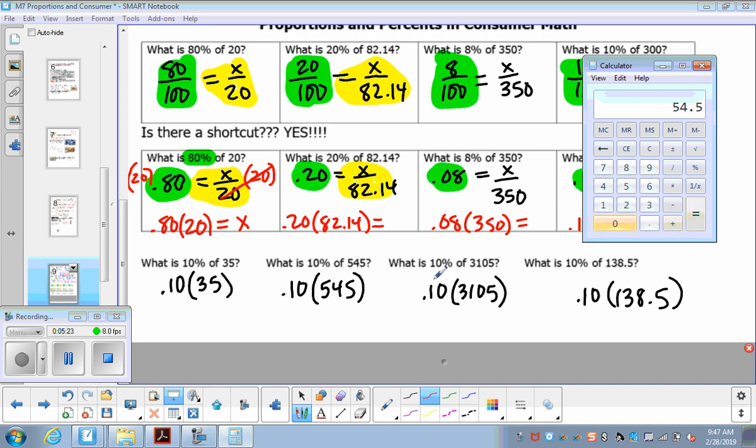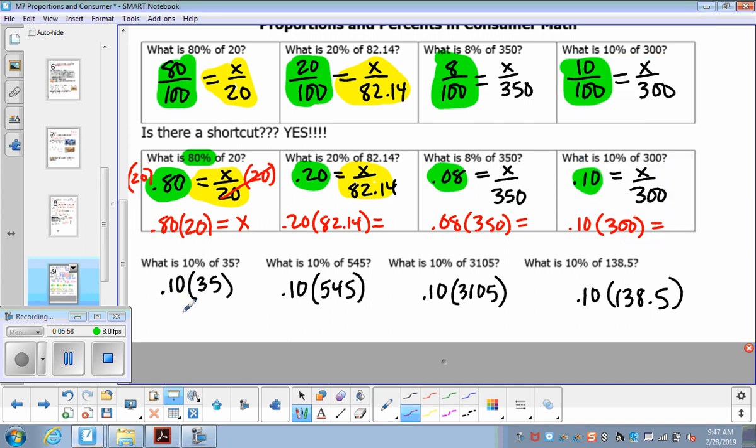Now for the next one, 10% of 3,105. So 10% is 0.10 times 3,105. Please write down 310.5. And now for the last one, it's going to be 10% of 138.5. So 0.10 times 138.5. What we're saying is that if something costs $138.50 and you're in Washington, D.C. and have to pay a 10% sales tax, you're going to have to pay an additional $13.85. Sales tax is going to be something that we explore next.